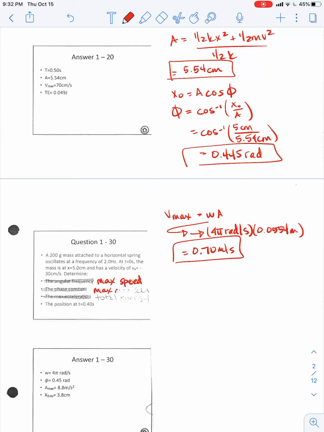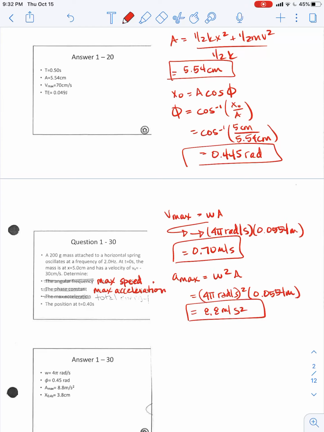And then this next one is supposed to say max acceleration. So you have A max is equal to your angular velocity squared times amplitude. The amplitude again was 0.0554 meters, which is 8.8 meters per second squared.